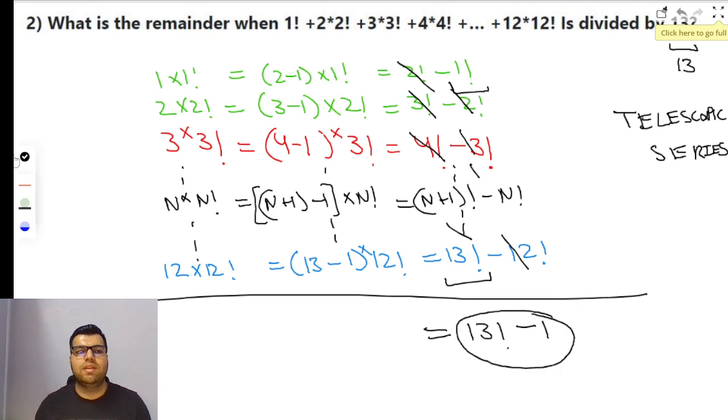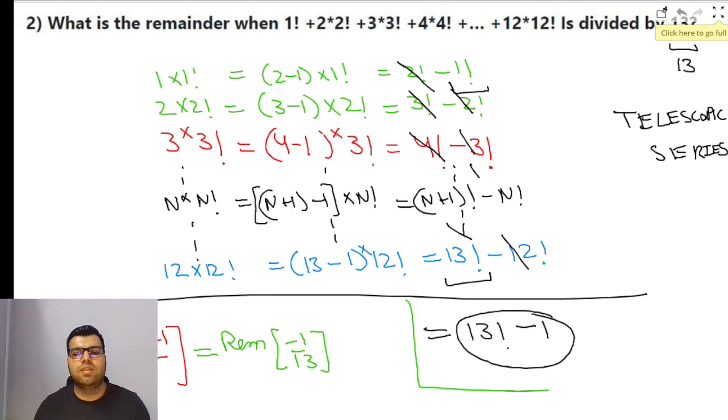Now we have to calculate the remainder. So the remainder of 13 factorial minus 1 with 13. Since all of you are experts, you can simply write the remainder of 13 factorial with 13. This is 0, because we already have a 13 in 13 factorial, and minus 1 is just minus 1. So this becomes the remainder of minus 1 with 13.